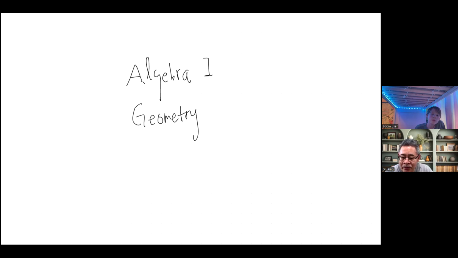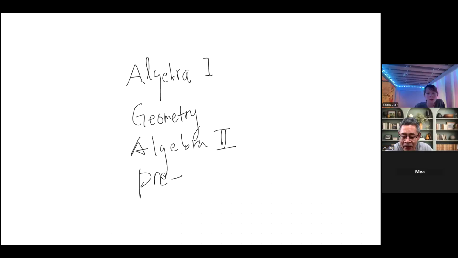What we learned this year is called Algebra 1. And next year, if you follow the schedule, you're supposed to learn geometry. After that will be Algebra 2. Then after that will be pre-calculus, called pre-cal. And then calculus.